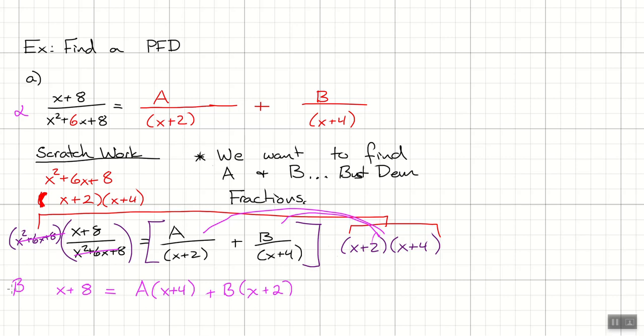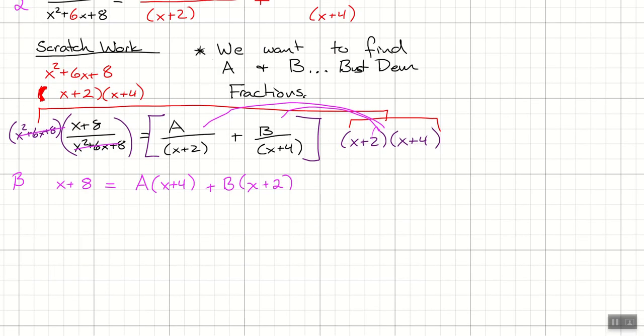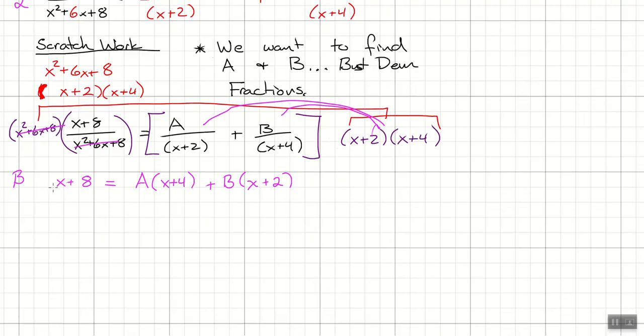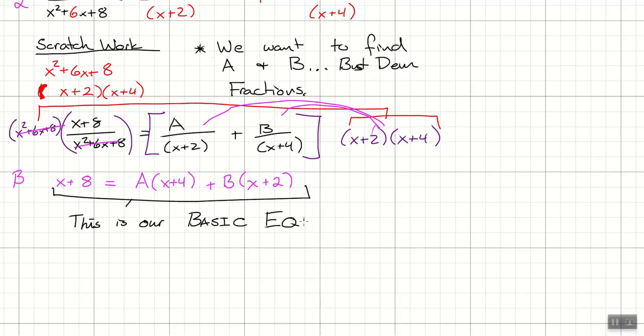Okay, now, this equation right here has a name. And sorry about the constant color changing. This is what is known as our basic equation. This is our basic equation. Okay. Now, beyond that, this thing is true for every single x that we could ever pick.